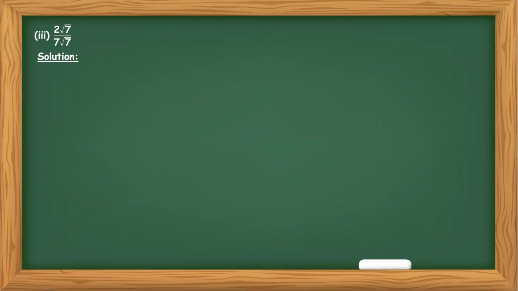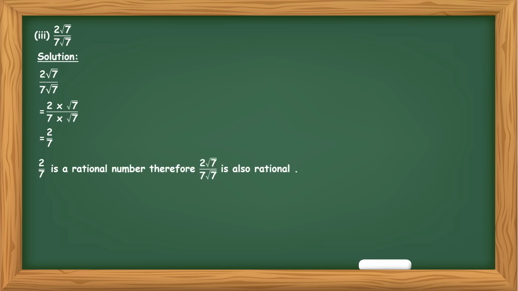Third question is 2 root 7 by 7 root 7. So your 2 root 7 by 7 root 7, you will have to multiply 2 into root 7 and 7 into root 7, right? So your root 7 and root 7 can be cancelled and you are left with 2 by 7. 2 by 7 is a rational number. Therefore, 2 root 7 by 7 root 7 is also rational.